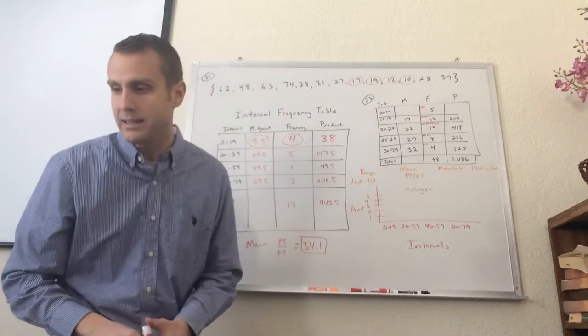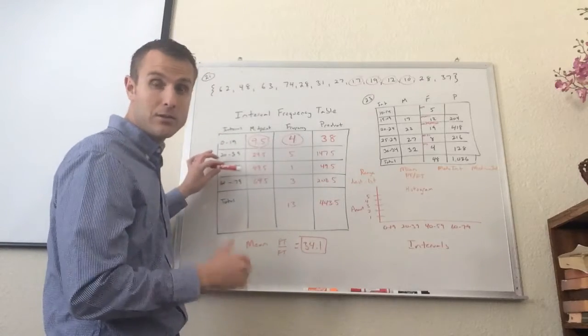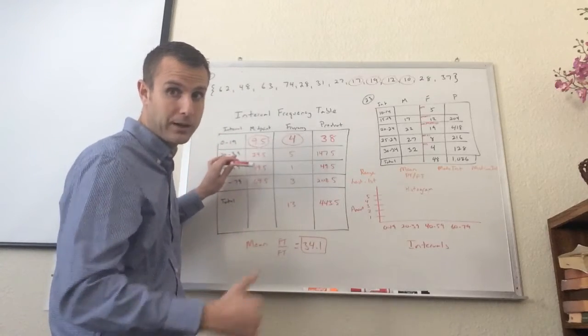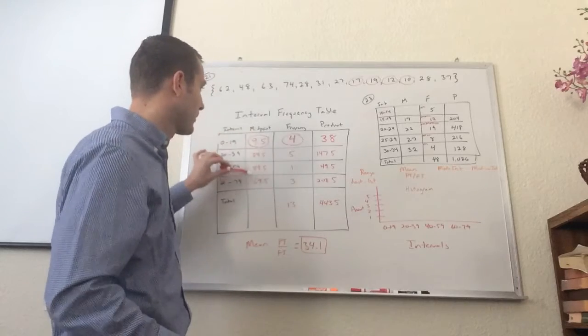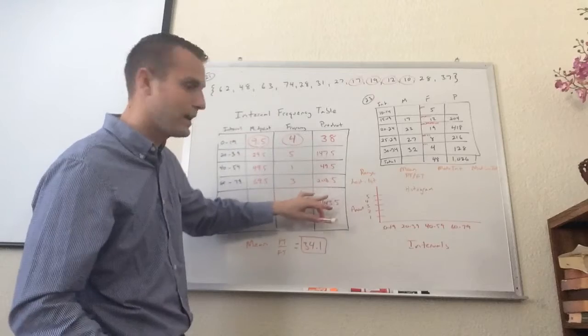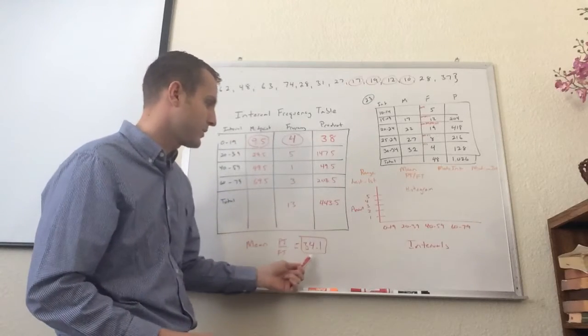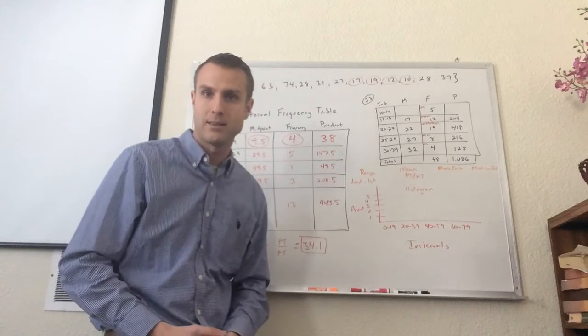So for numbers 18, 20, and 22, you're going to be using the intervals that they give you. There are different intervals for each one of those, so pay attention. Find the midpoint, the frequency, product. Once you have filled out this table, that's your first answer. And your second answer is dividing your product by your frequency and then rounding to the tenth.